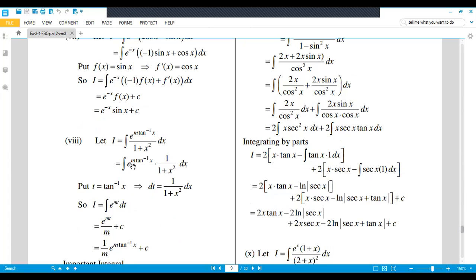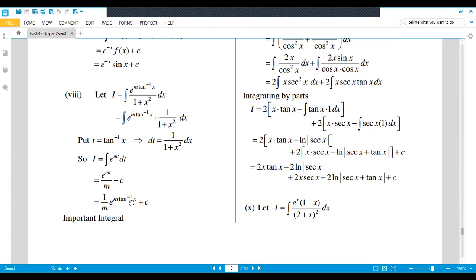Similarly, here e power m tan inverse x times 1 over 1 plus x square dx. Suppose that t is equal to tan inverse x, its differential is dt equals 1 over 1 plus x square dx. So in place of 1 over 1 plus x square dx, we put dt, e power mt. You know that its integral is e power mt, and further the derivative of mt is m, by which we divide here, plus c. Now put the value of t, so we get the required answer.